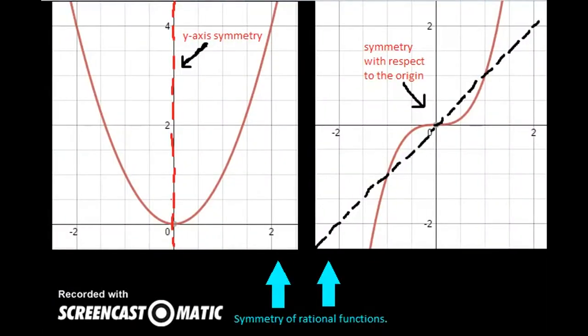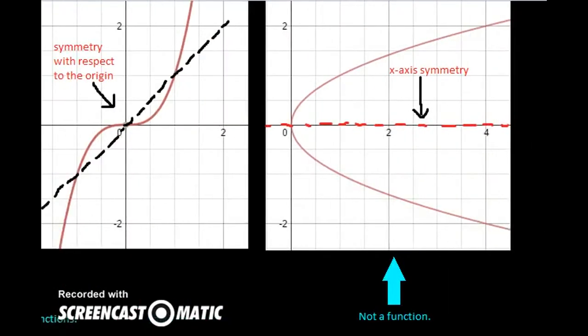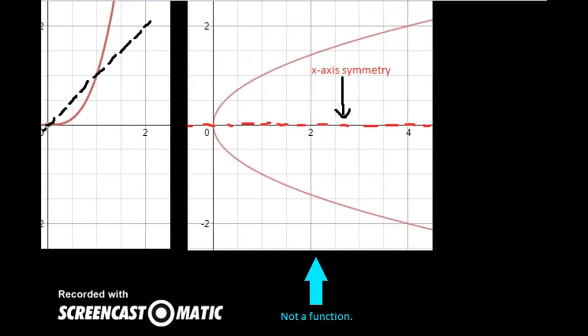These graphs show y-axis symmetry and symmetry with respect to the origin, which show that these graphs represent a rational function. This graph shows x-axis symmetry, which shows that the graph does not represent a function.